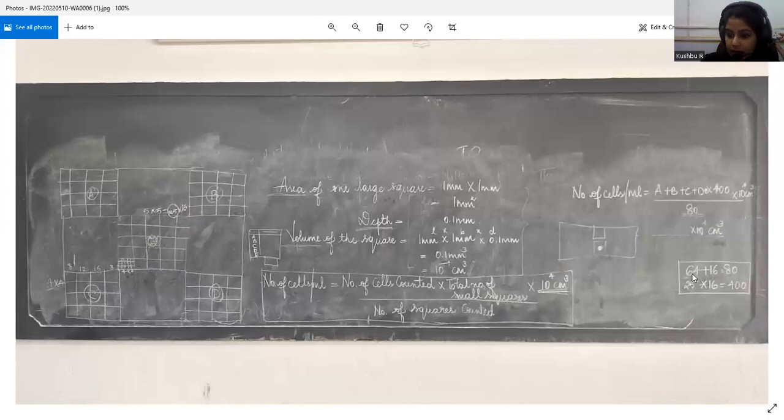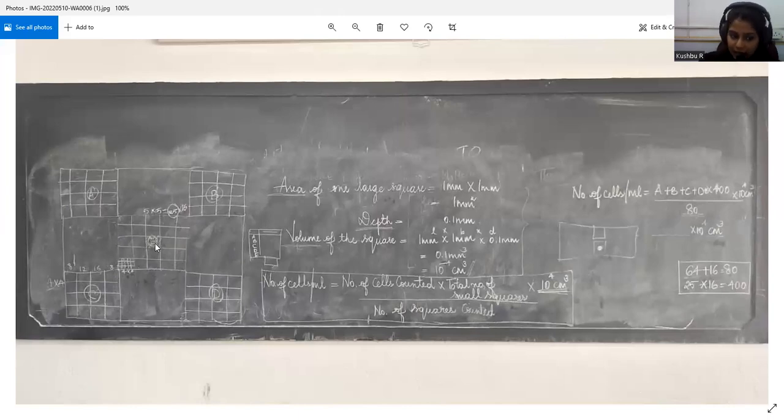Here we have 600 and then the volume that is written, divided by 80. What is this 80? It is the number of squares that we have counted, that is, the squares that have been taken into consideration. That is your A, B, C, D and E. A is 16, B is 16, C is 16, D is 16. That is 16 into 4, which is 64.